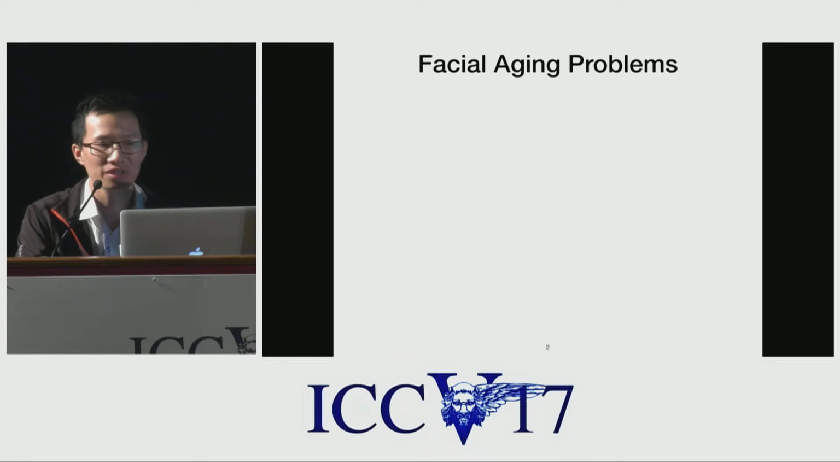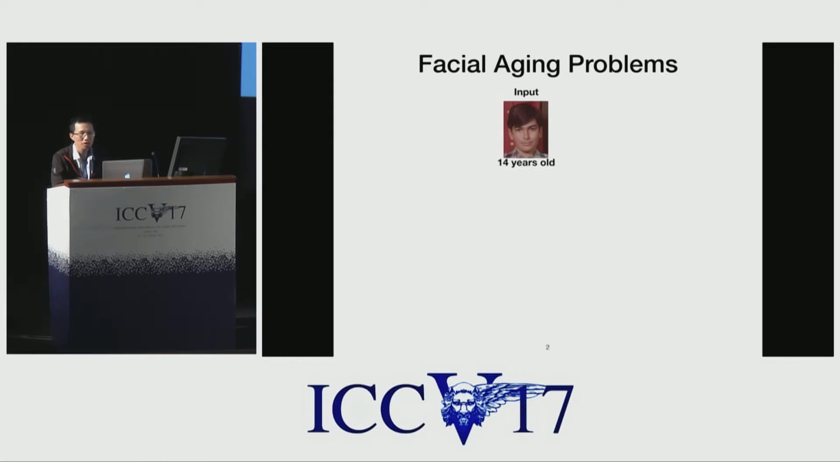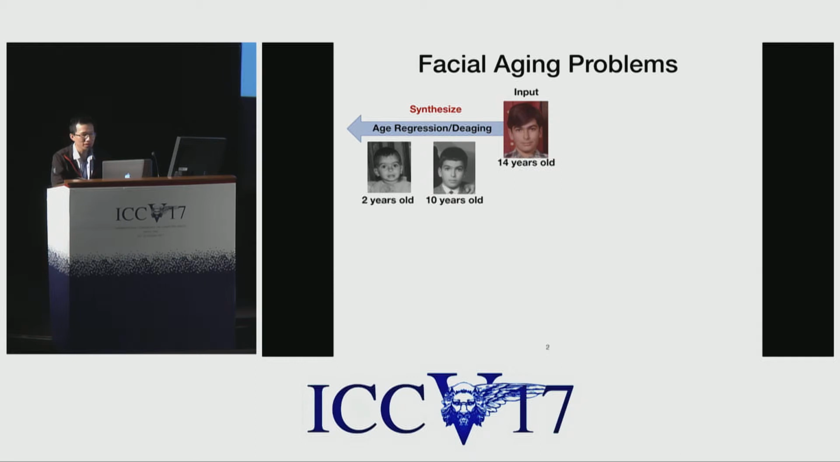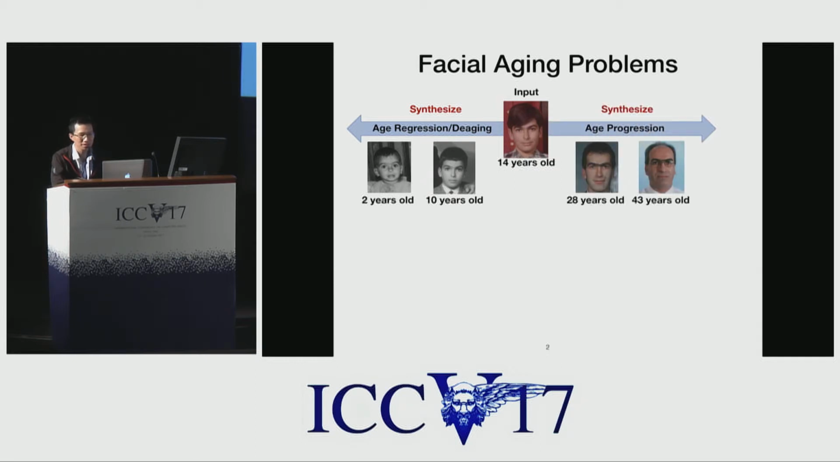As you know, face aging can be divided into two sub-problems. In the first problem, given one input face image, we want to see how the older face of the image looks. The second problem is more interesting: we want to see how the future face of the subject looks. This problem is called age regression.